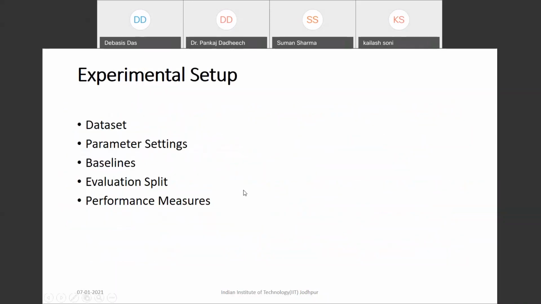Then what is the experimental setup? In this case, you have to have the data set. Otherwise, you can use some device to collect that information. So the first one is data set collection, meaning a data set is required. Then based on the data set you have to set your parameters, and decide which parameters you want to retrieve. The third one is the baseline: what baseline model you want to use. Not that you need a large number of baseline models, but you check whether it is supervised or unsupervised. Then the evaluation split and performance measure.